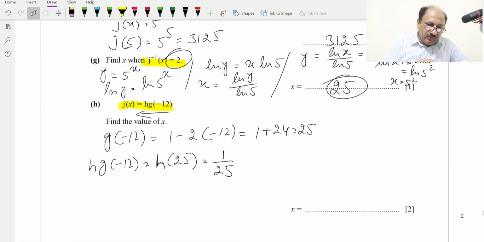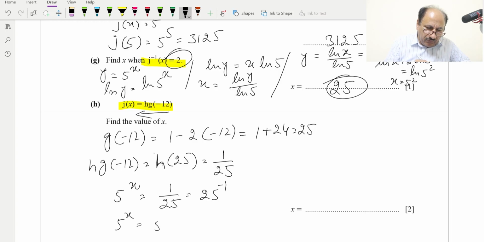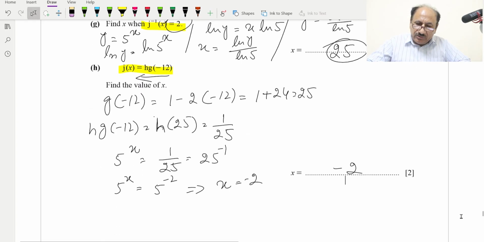f of x is equal to 5 raised to power x. 5 raised to power x is equal to 1 over 25. Now we can write it as 25 raised to power minus 1. So 5 raised to power x is equal to 1 over 25, which can be written as 5 raised to power minus 2. So bases are the same, so the powers will also be the same. x is equal to minus 2. So our answer will be x is equal to minus 2. So this will be the answer which we got.